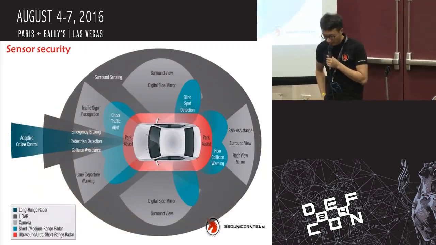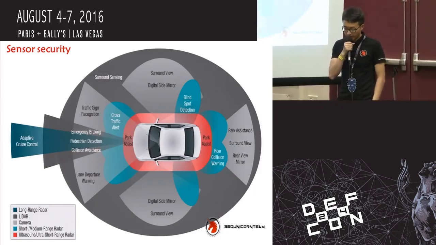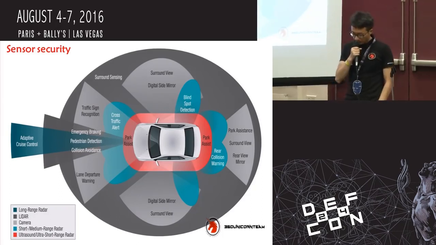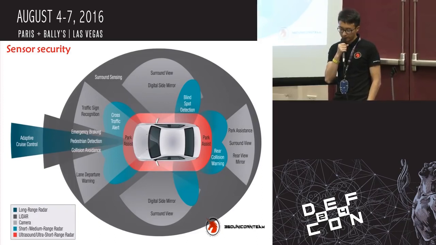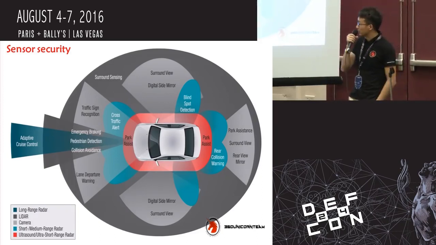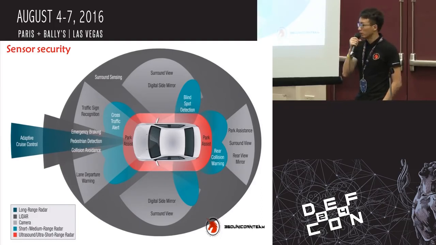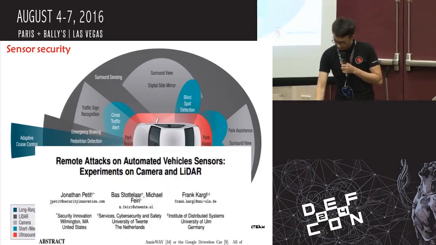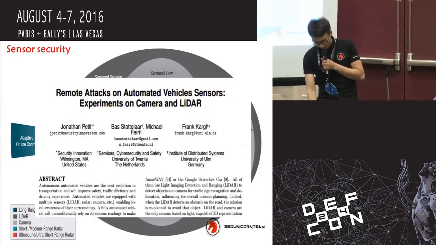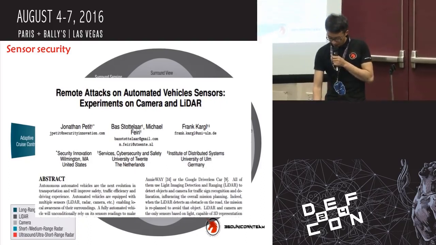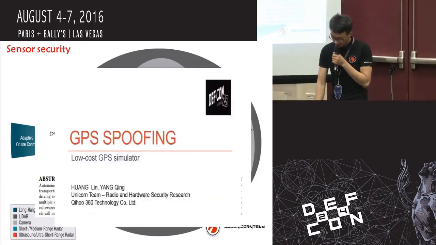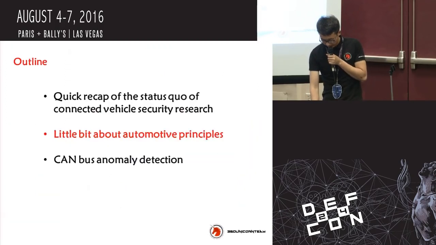Okay, modern cars, especially with the ongoing development of autonomous vehicles, are facing various threats. For example, the sensor security that my colleague is going to talk about tomorrow: the LiDAR, ultrasonic sensor and the camera are all susceptible to hackers. So this is last year's research by those researchers, who did some experiments on autonomous vehicle sensors. And there is GPS spoofing, also done by my teammate, that can hijack the car's location capability.